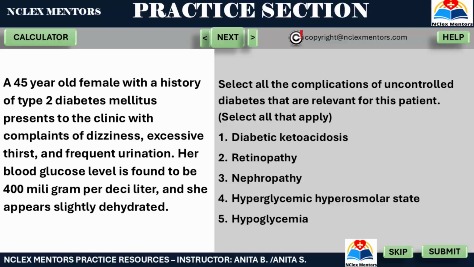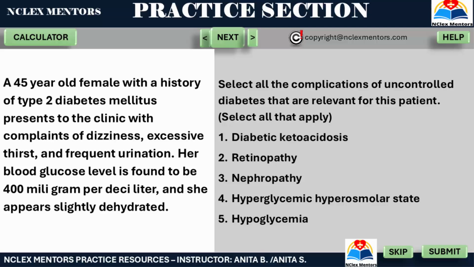case. A 45-year-old female with a history of type 2 diabetes mellitus presents to the clinic with complaints of dizziness, excessive thirst, and frequent urination. Her blood glucose level is found to be 400 mg per deciliter, and she appears slightly dehydrated. Select all the complications of uncontrolled diabetes that are relevant for this patient. Select all that apply. Option 1.